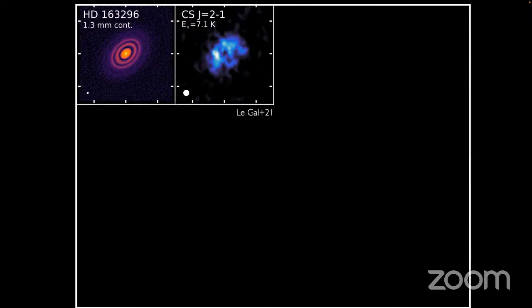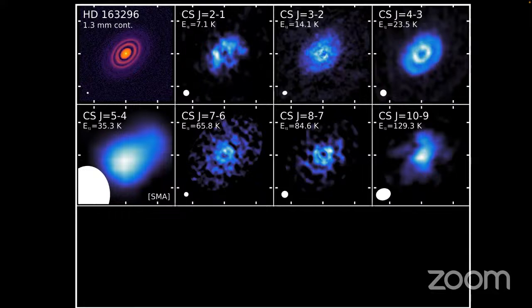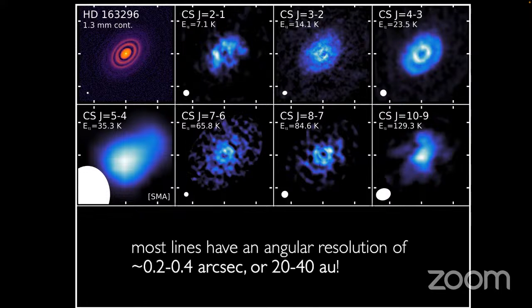But if we take all of that archival data and go through it, we get something like this. Now we have essentially all of the CS lines that are observable by ALMA. We can go from the cool ones to the lukewarm ones up to the hot tracing lines as we go through progressive J transitions here. And they're all at high resolution too. They're at around 0.2 to 0.4 arcseconds, or at the distance of this source, a few tens of AU.